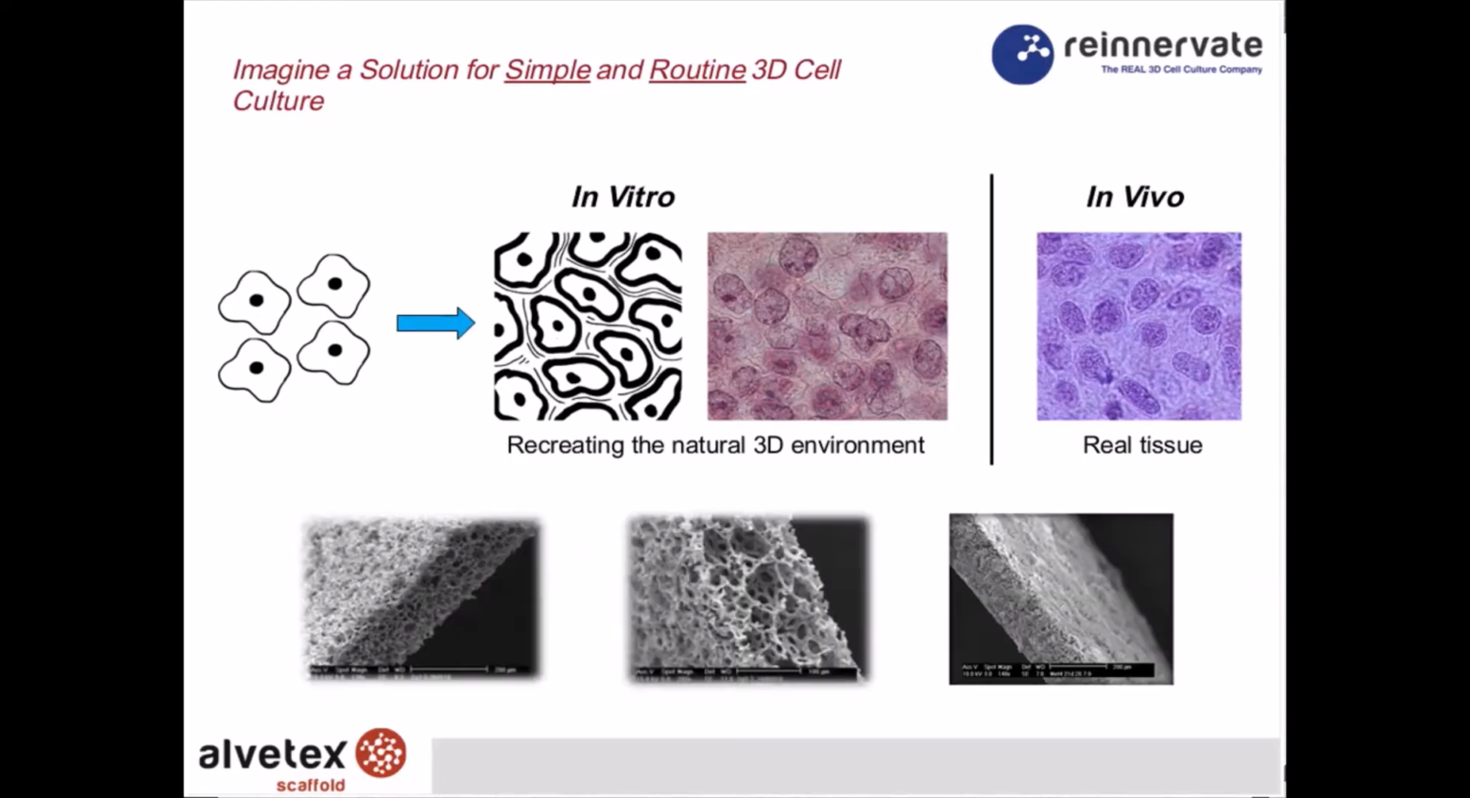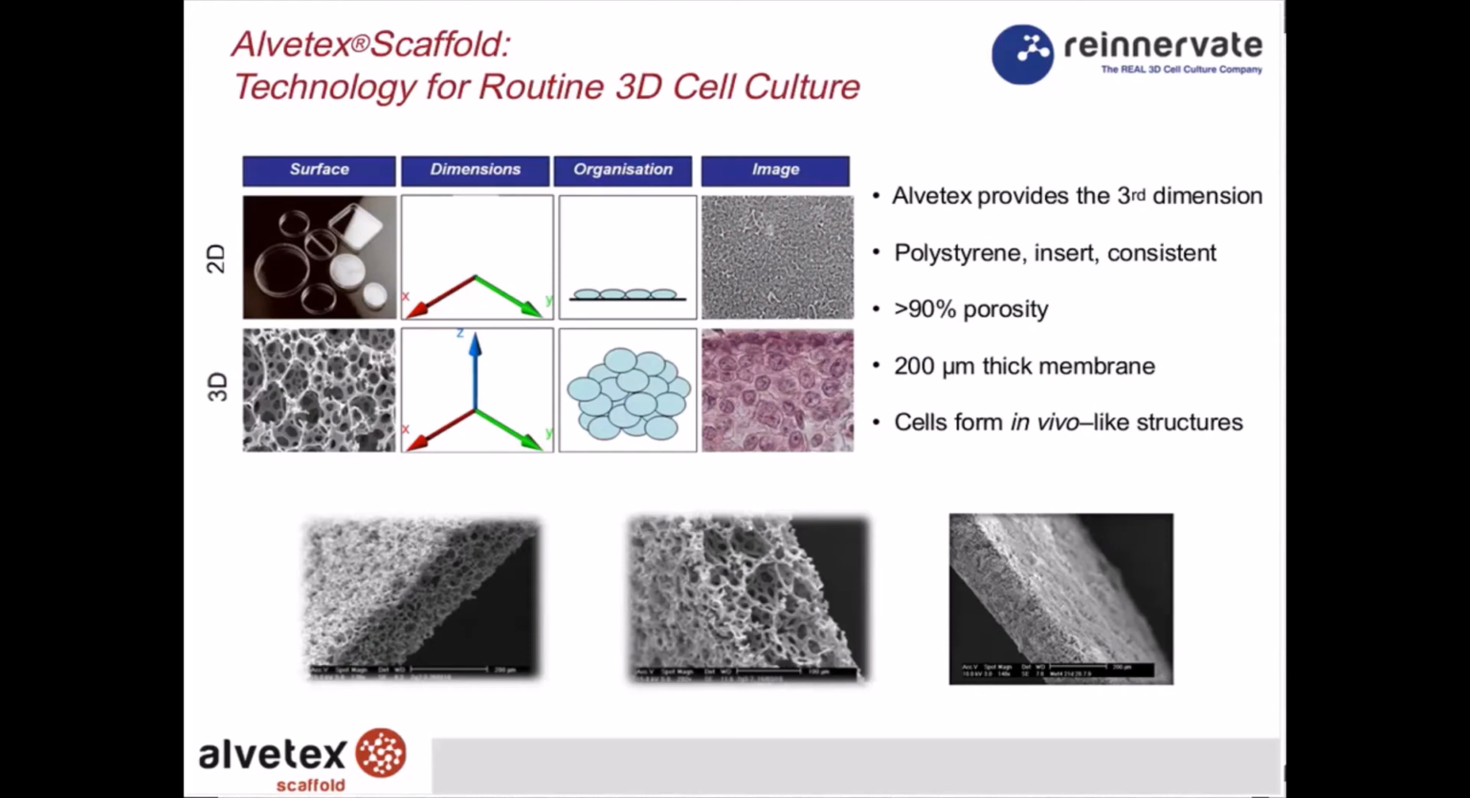So what is this technology? It's called Alvetex Scaffold, and it's made from polystyrene. So on this bottom line here, we can see a scanning electron micrograph of the polystyrene scaffold. It's highly porous. It's actually 90% space, 10% plastic, and the space is where the cells grow. So they move into that space and they form structures such as what we see here in 3 dimensions.